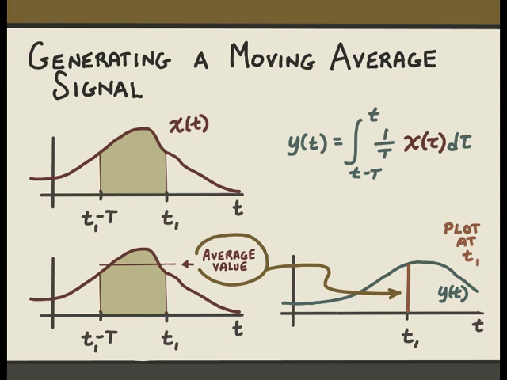This can be mathematically expressed as an integral. y of t is the integral from t minus capital T to t of 1 over capital T x of tau d tau. This is a system description because it takes a signal x and produces another signal y.